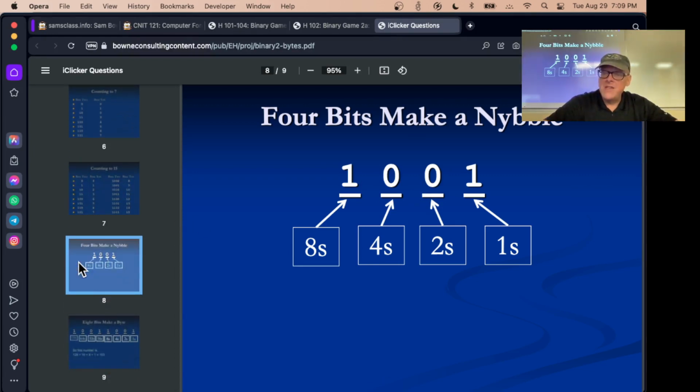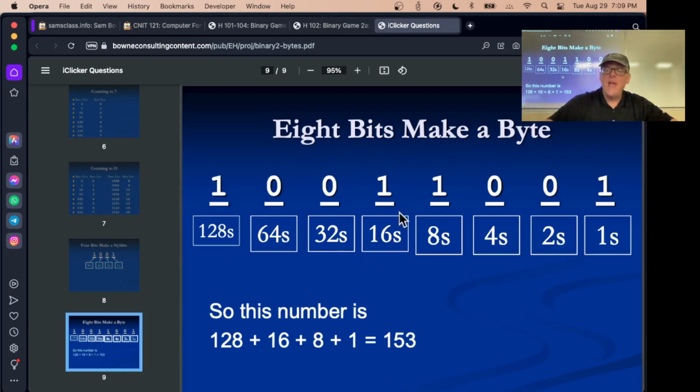And so for a byte, you just extend this to 8 bits. So you have 1s, 2s, 4s, 8s, and then you have 16s, 32s, 64s, and 128s. Now this is the most difficult way to convert binary to decimal, but it's the easiest to understand if you're new to it. And it does mean you now have to add these big numbers.